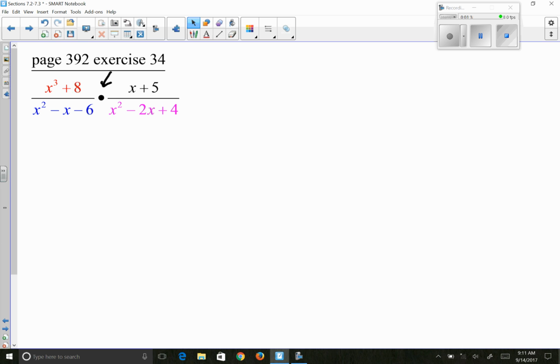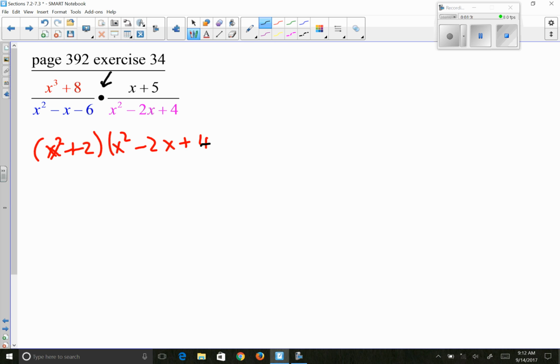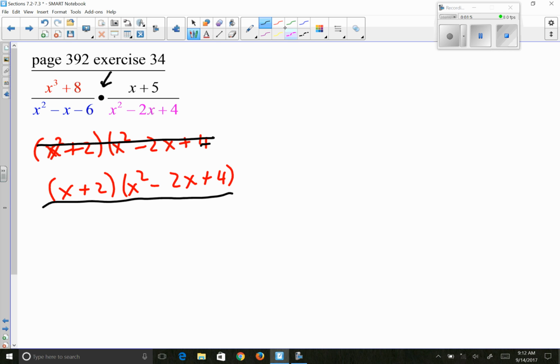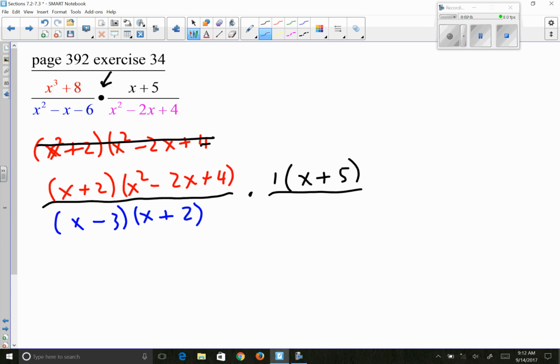To do this multiplication problem, we're going to factor x cubed plus 8. That's x plus 2 times x squared minus 2x plus 4. I said it's x plus 2 times x squared minus 2x plus 4. Sorry about that. We're going to factor x squared minus 6. That's x minus 3 times x plus 2. We factor x plus 5. Easy. 1 times x plus 5. And we're going to factor x squared minus 2x plus 4. That's also easy. It's x squared minus 2x plus 4 times 1.